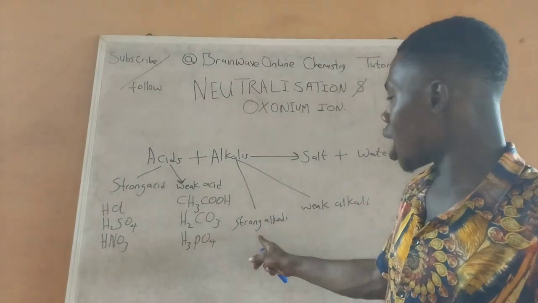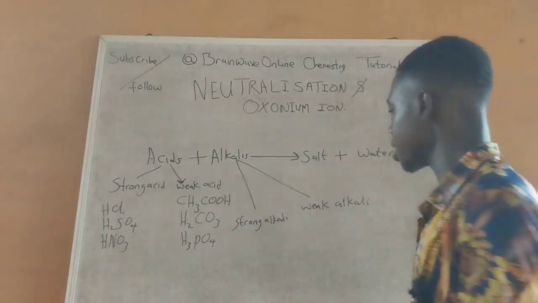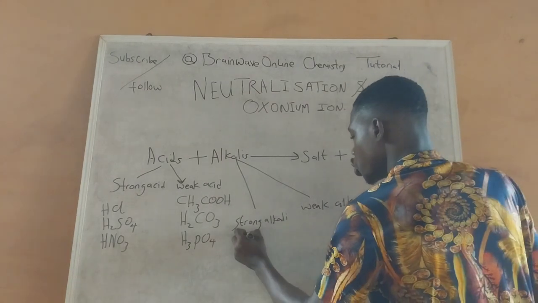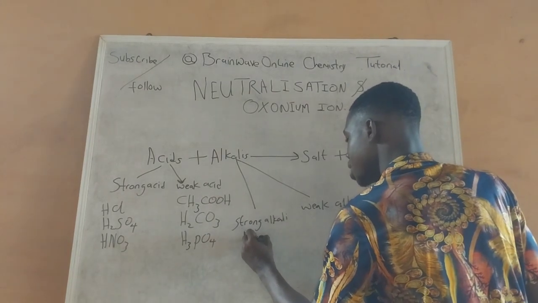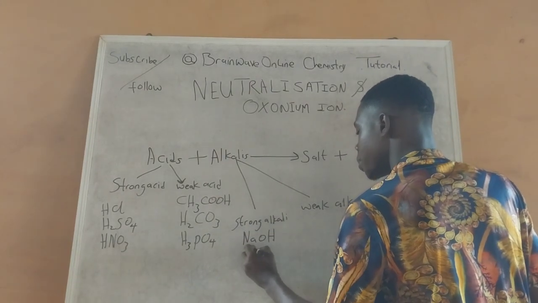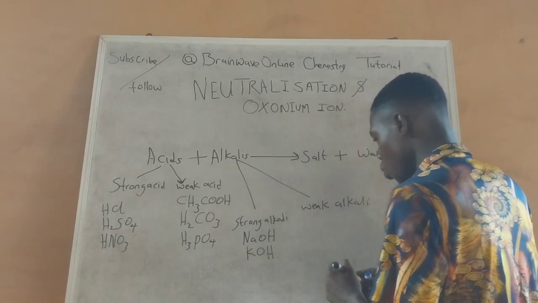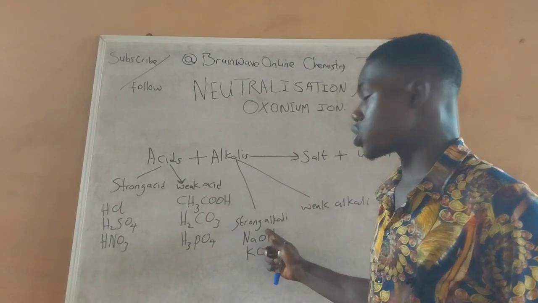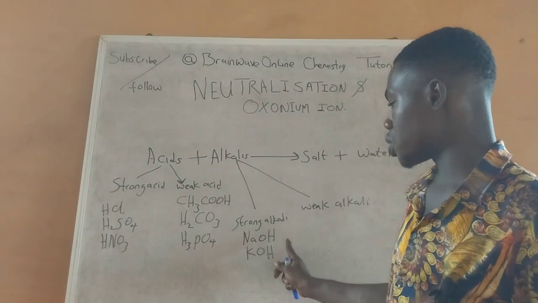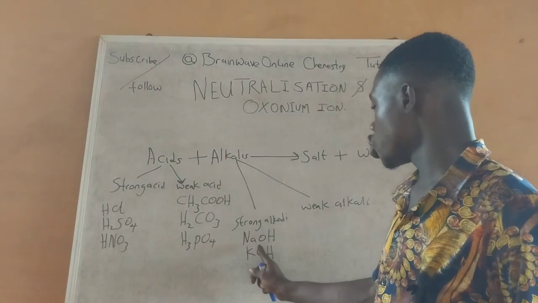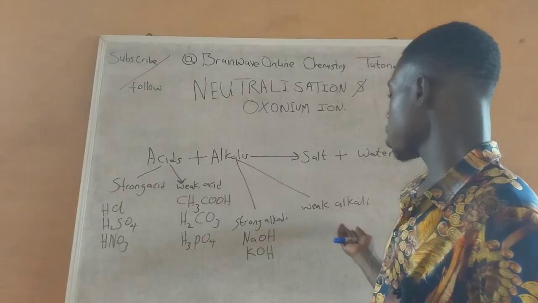Now, examples of strong alkali that we have: sodium hydroxide, which is NaOH. We also have potassium hydroxide, which is KOH. So these two are some of the examples of strong alkali: potassium hydroxide and sodium hydroxide. Now we move to the weak alkalis.